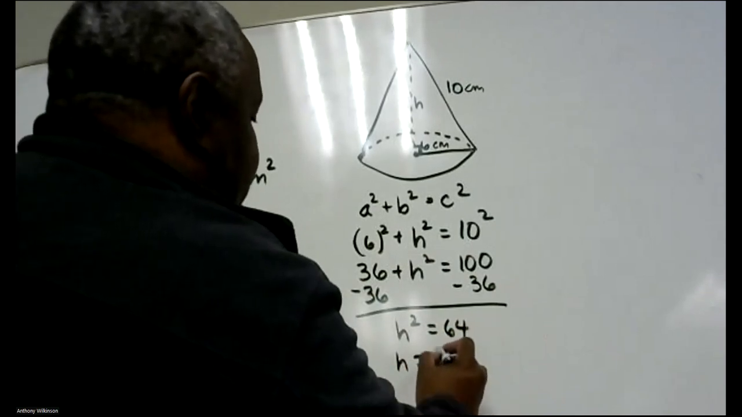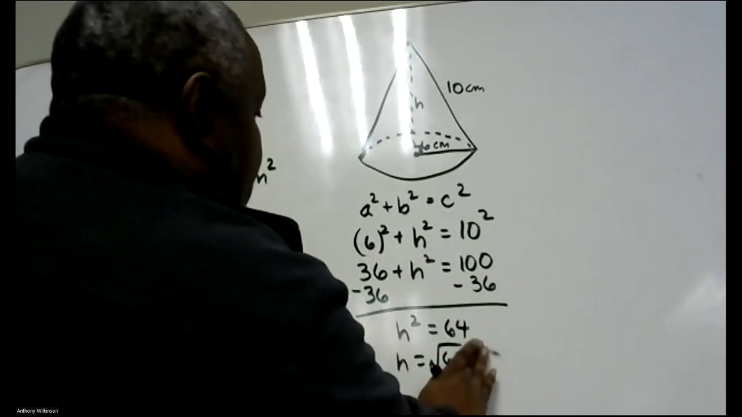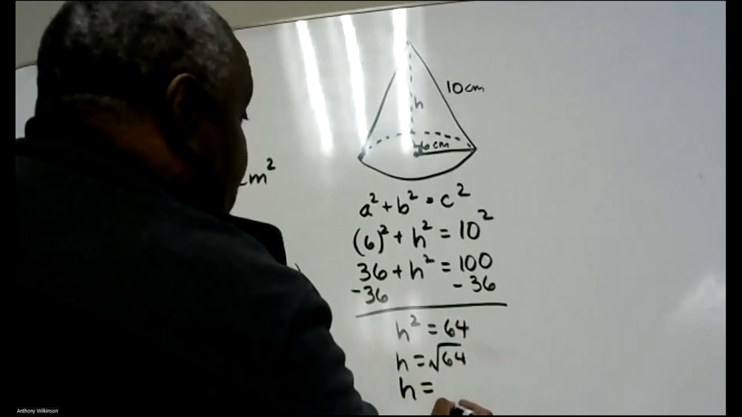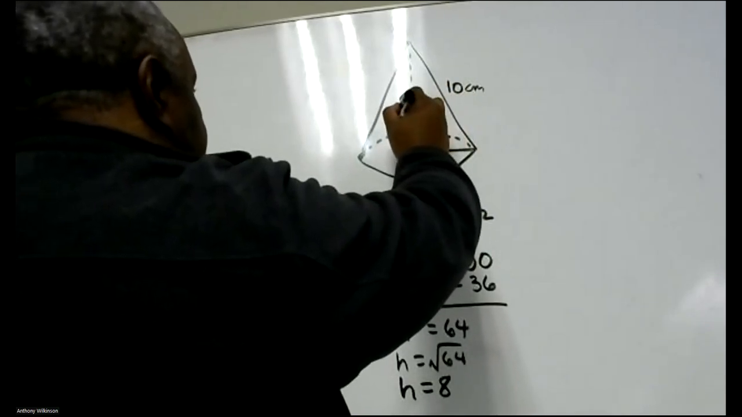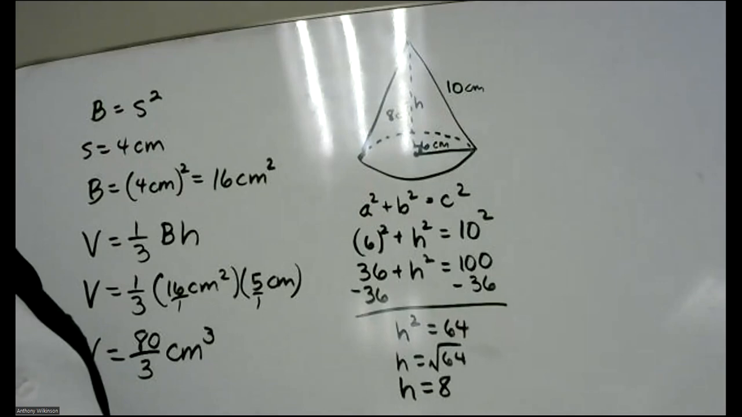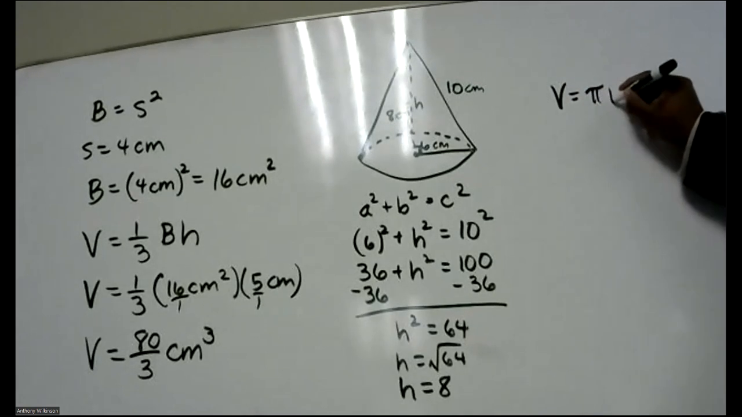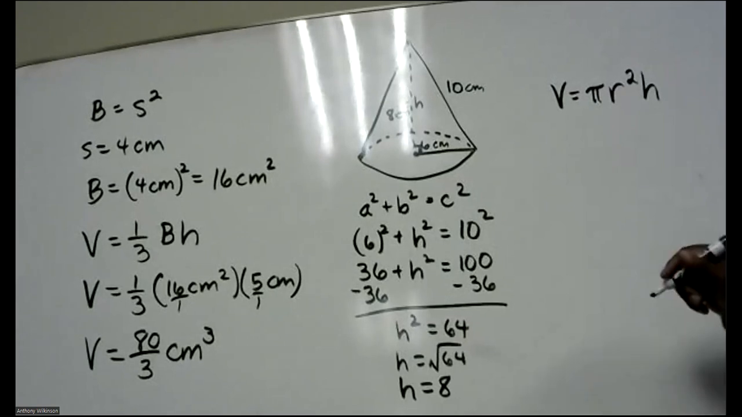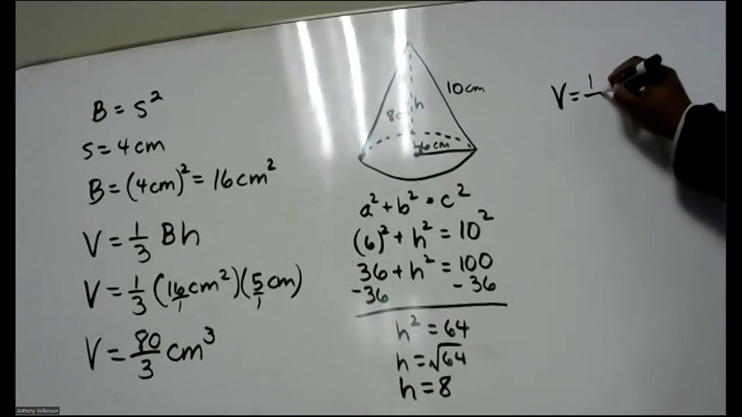And if I take the square root of 64, what would I get? H. So this H right here has to be 8 centimeters. That's your height. And your radius is 6. So the volume of that right circular cone would be pi times the radius squared times the height. I take that back, 1/3. Can't leave off the 1/3 for a volume of a cone.